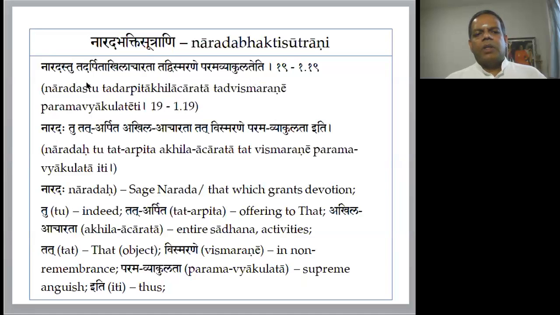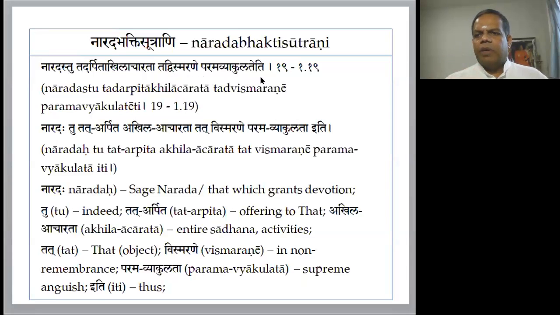In this sutra, in terms of pronunciation, I would say Naradastu is simple, no aspirated consonants. Tadarpita is also simple. This letter K is the second letter in the Ka Varga, or Ka class of consonants, so it has to be aspirated. Tadarpita, Kila Charata. Tadvismarane Parama Vyakulatethi. All of them are simple consonants, so it should be simple with a little bit of practice.